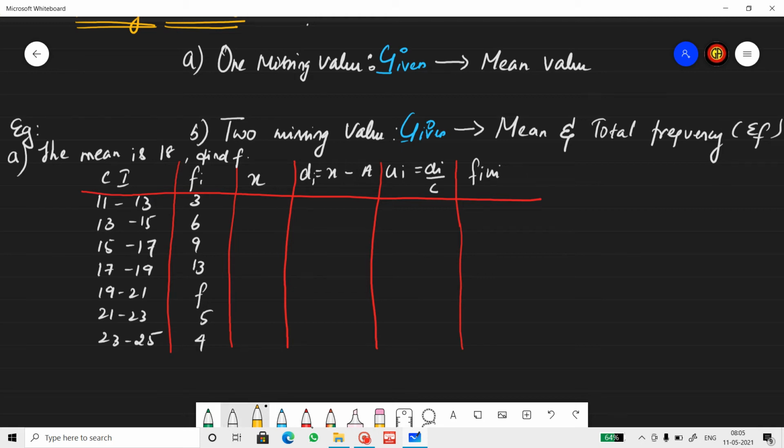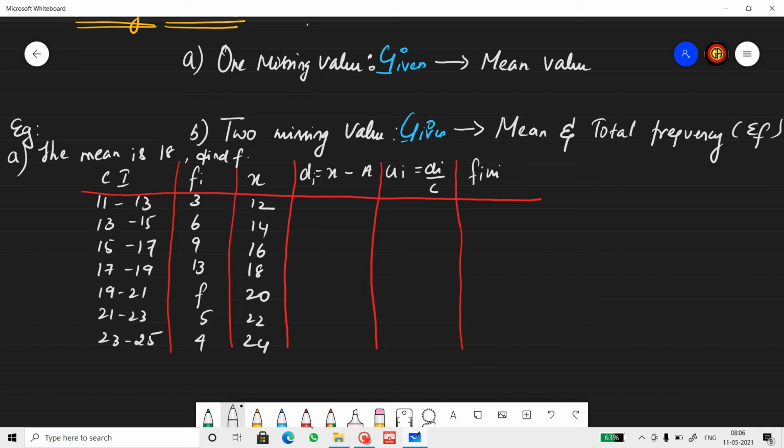Okay, so what is mid value between 11 and 13? It's 12. Between 13 and 15, it's 14. Between 15 and 17, it's 16. Between 17 and 19, it's 18. Between 19 and 21, it's 20. And then it's 22, 24. So this is how we find the mid value of the class interval.